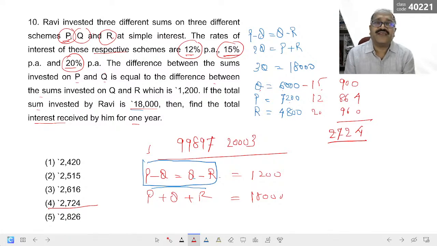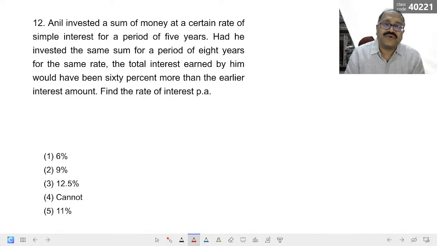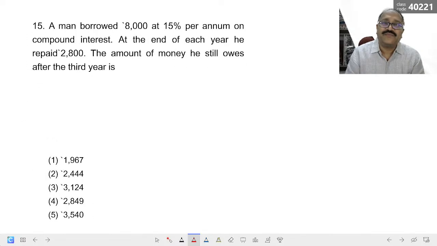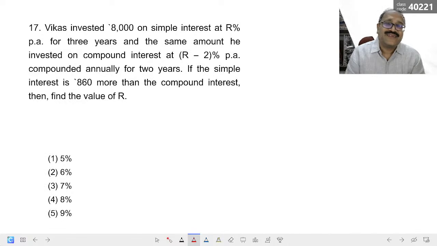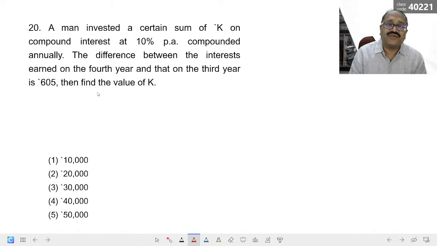Pritam, please come, sir. I am waiting for more questions to discuss with you. Look at this one. These are the questions I want to discuss with you. I have kept the questions ready. Tomorrow, if R is given as a variable, like R% or R minus 2%, find the R values, and questions like this. Moderate to advanced level, a man invested K with some variables, we will be doing tomorrow.